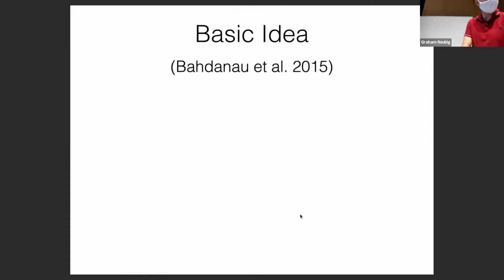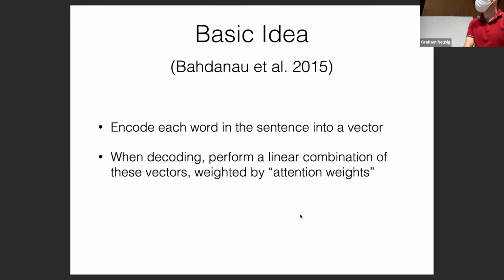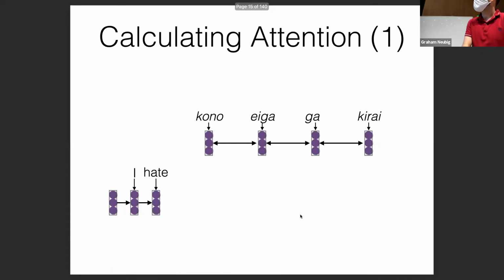So the basic idea of attention computationally is that we encode each word in the sentence into a vector of fixed size for each word. And then when decoding, we perform a linear combination of the vectors weighted by something we call attention weights. And we use this combination in picking the next word. So here's a simple example. Let's say we were trying to translate from Japanese into English, and we have an encoder that consisted of something like a bidirectional LSTM, and a decoder that consisted of something like a recurrent neural network, like an LSTM.